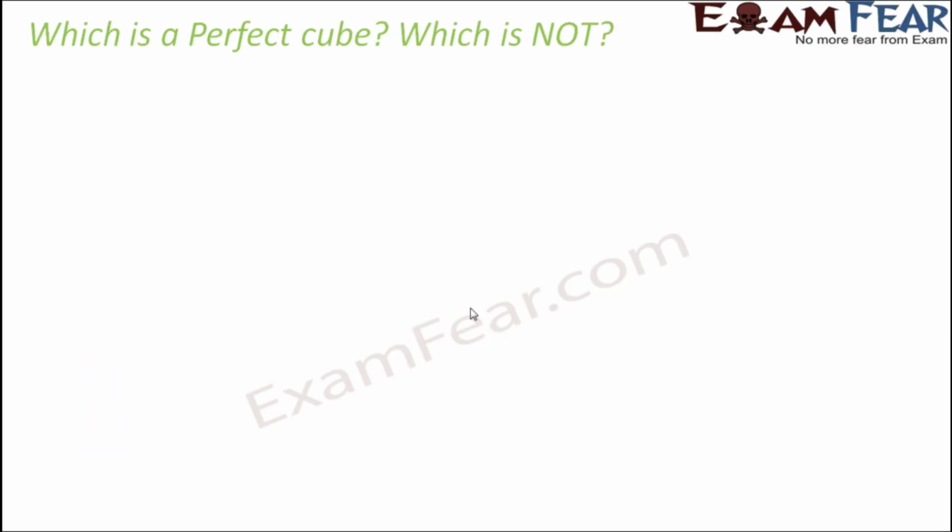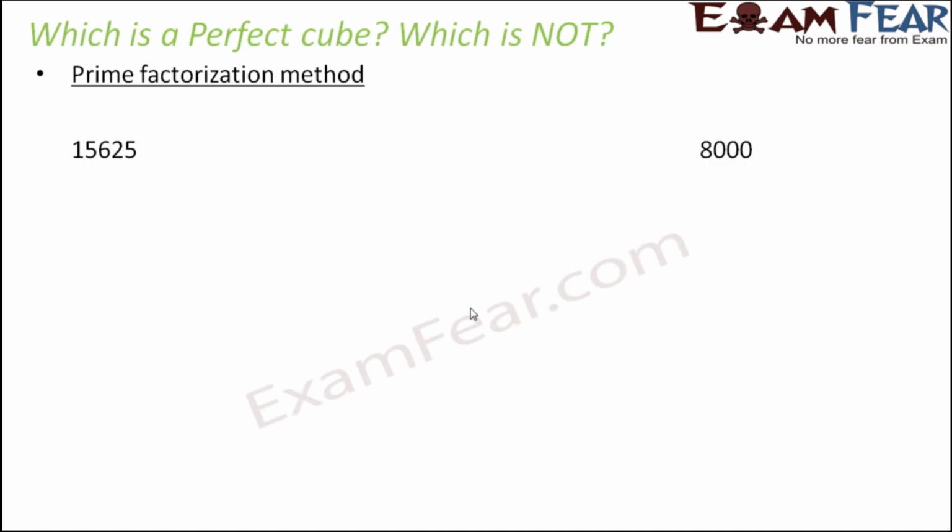Now comes our next challenge. If we are given any random number, how do we decide whether that number is a perfect cube or not? Because not every number is a perfect cube. For example, we are given these two numbers, 15625 and 8000. If I ask you which is a perfect cube and which is not, how do you know whether this particular number can be written as the product of one number multiplied by itself 3 times? How will you know that?